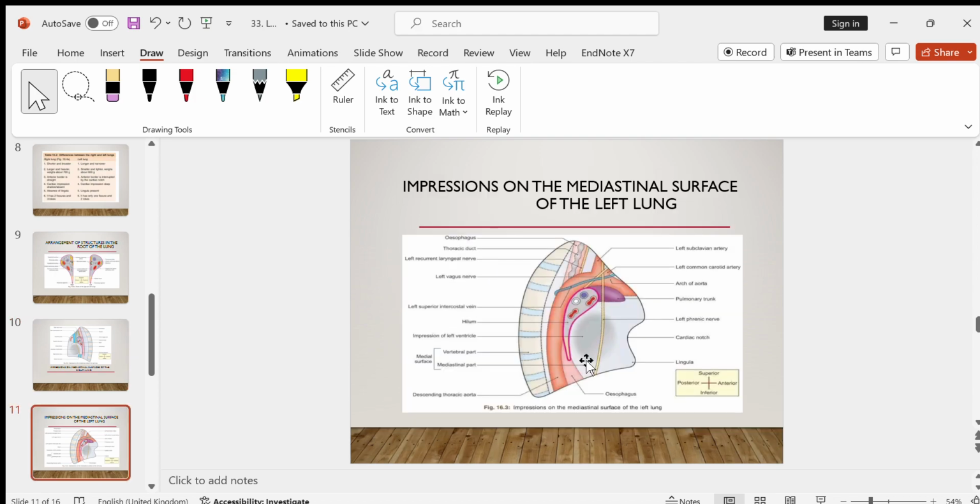Now the various impressions on the left lung are, posteriorly, we have this thoracic duct, esophagus, and the left recurrent laryngeal nerve. Then anterior to this, we have the left subclavian artery and the left common carotid artery, this arch of aorta and the descending aorta, this portion of esophagus, and here we have the pulmonary trunk. These impressions are important.